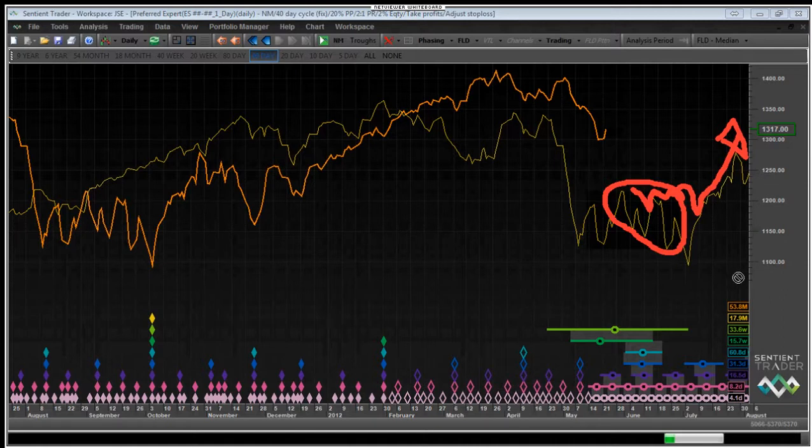Support and resistance are always fascinating to watch in the market, and FLDs are really just another way of identifying support and resistance lines on your charts.